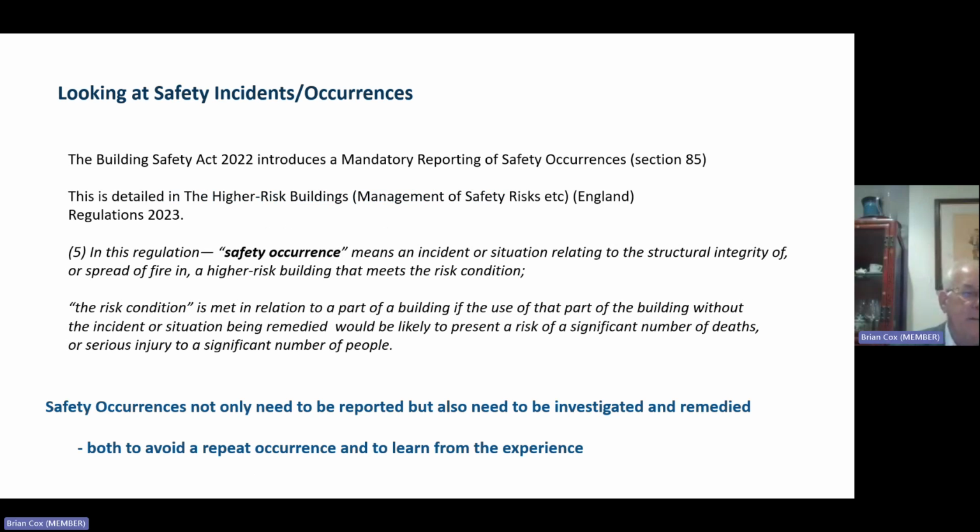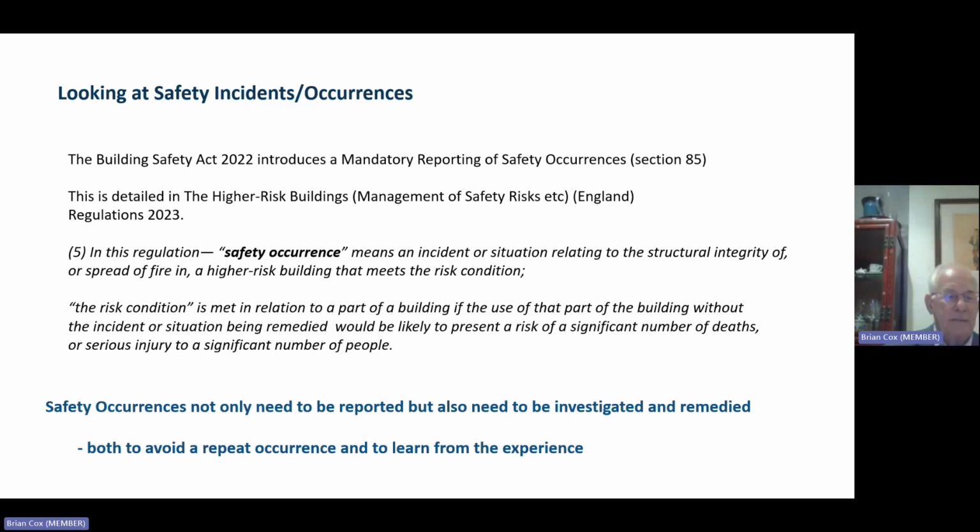So now looking at safety incidents and occurrences. The Building Safety Act of 2022 introduced mandatory reporting of safety occurrences. And this is detailed in the Higher-Risk Buildings Management of Safety Risks etc. Regulations 2023. Part 5 of this regulation says a safety occurrence means an incident or situation relating to the structural integrity of or spread of fire in a higher-risk building that meets the risk condition.